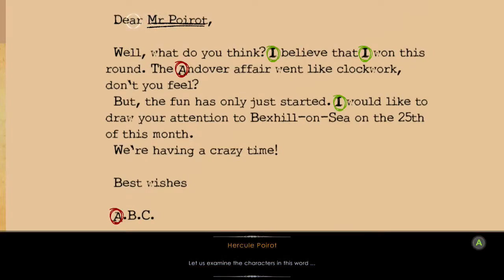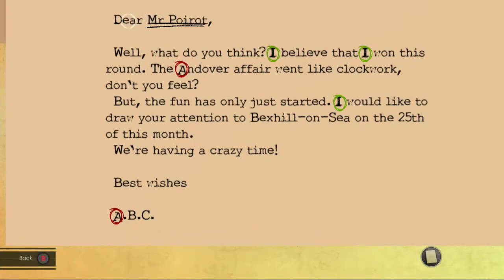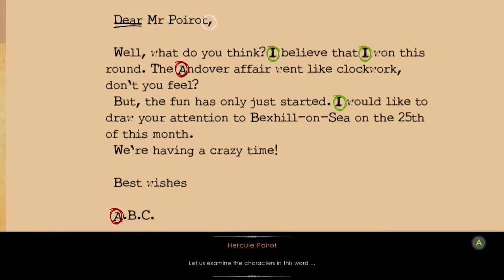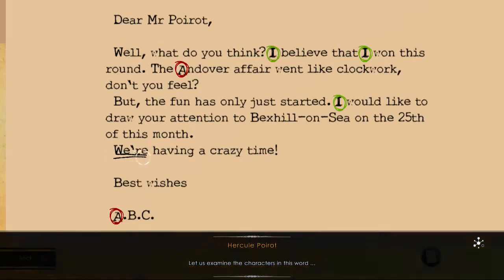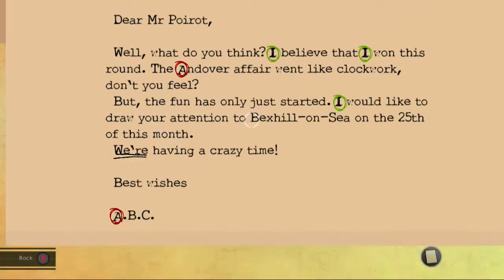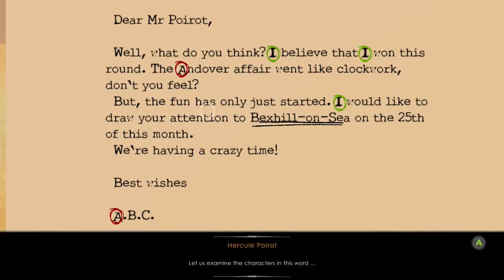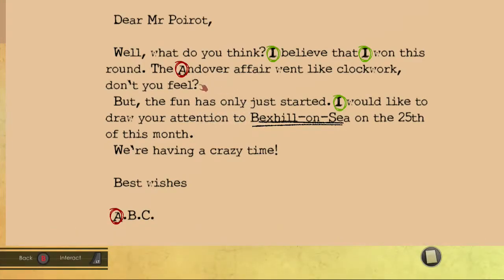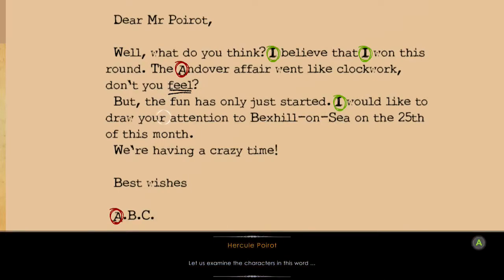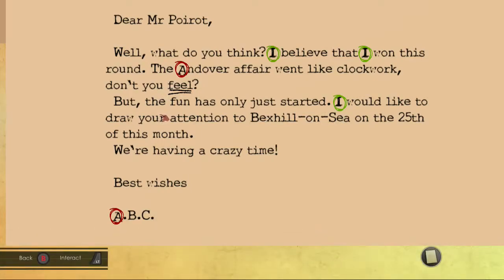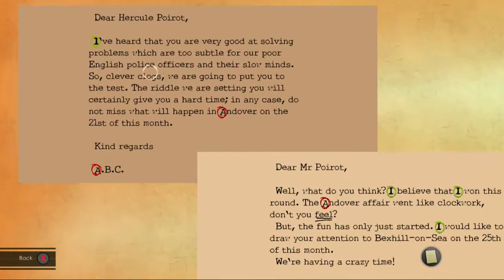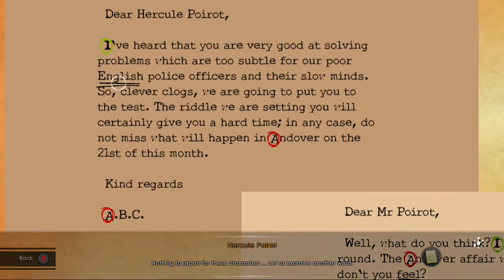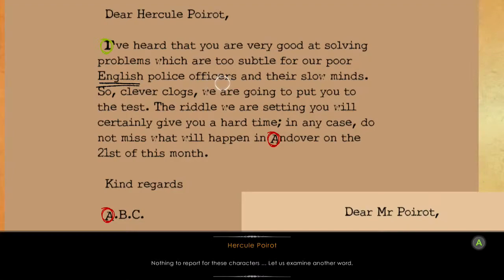Let us examine the characters in this word. Won't do the apostrophe. I don't see anything different from the other one. Right. Let us compare this with the other letter. Nothing to report for these characters. Let us examine another word.